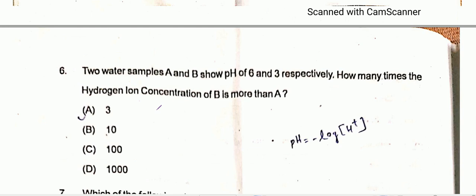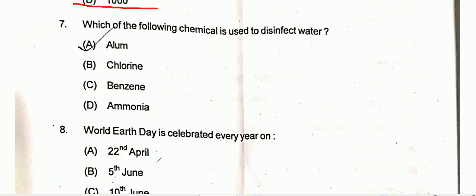Question number 6. Two water samples A and B show the pH 6 and 3 respectively. How many times is the hydrogen ion concentration of B more than A? So option D is the correct one, that is 1000 times more. Question number 7. Which of the following chemicals is used to disinfect water? Option B is the correct one, that is chlorine. So chlorine gas is used as disinfectant in water.